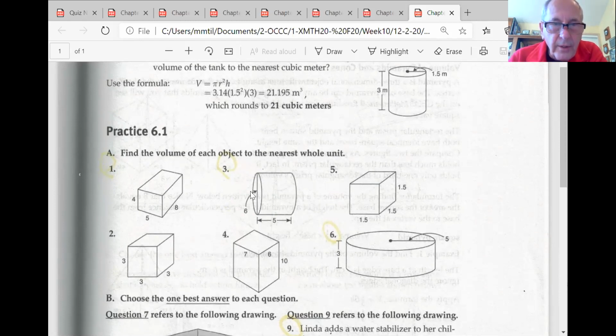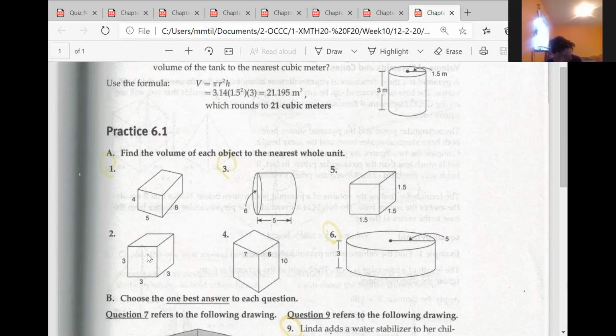This is just a tank. So you get the area of the base of the tank, which is pi r squared. It gives you 6 for the diameter, so I'd convert that to a radius of 3. So it's pi times 3 squared times the height, which is 5. This next one is just a cube, so it's 1.5 cubed. There's another cube, each side is 3, so it's 3 cubed.